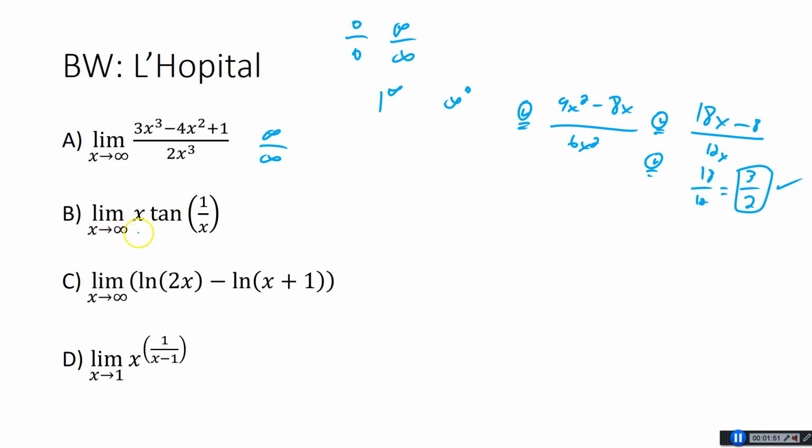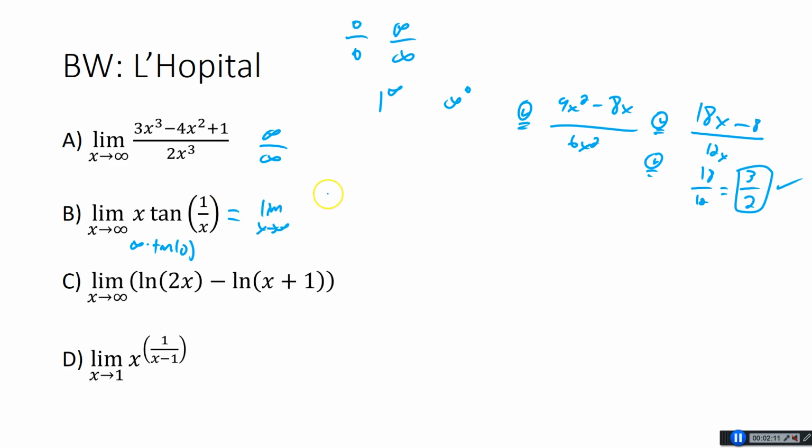Next one, if we go to infinity, this is infinity times tangent of 1 over infinity. That's tangent of 0. So we have infinity times tangent of 0, which is infinity times 0. That is indeed one of our indeterminate forms. This is one, remember, we have to turn into infinity over infinity or 0 over 0. So I'm going to rewrite this.